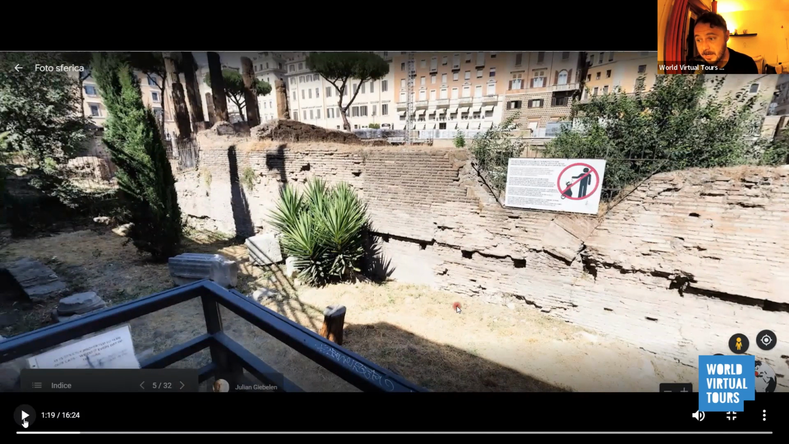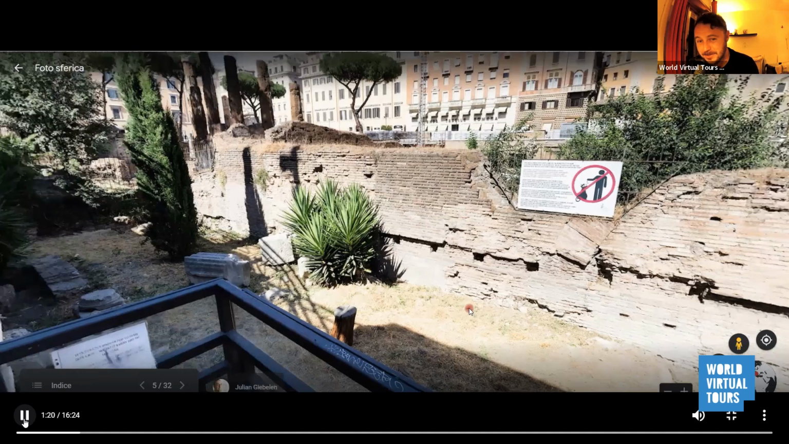The name of the archaeological area is Largo Argentina, so Argentina Square, and they were moved here, and people come and give food to the cats. So obviously it's not good for the health of the cats, but can you imagine, this is the room where Julius Caesar was assassinated, and the only information you find is "don't feed the cats." That's something I hate in Rome, when we really underrate the importance of the monuments.